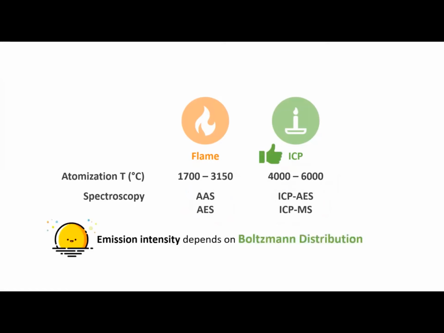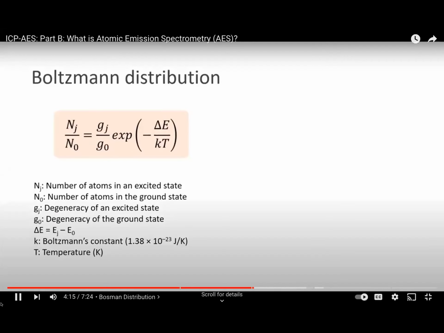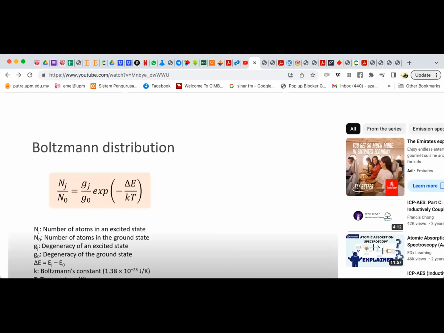This is because the emission intensity depends on the Boltzmann distribution. According to the Boltzmann distribution, the ratio between the population of the excited state and the population of the ground state... Okay, let's skip this. I'm going to show you the other one.